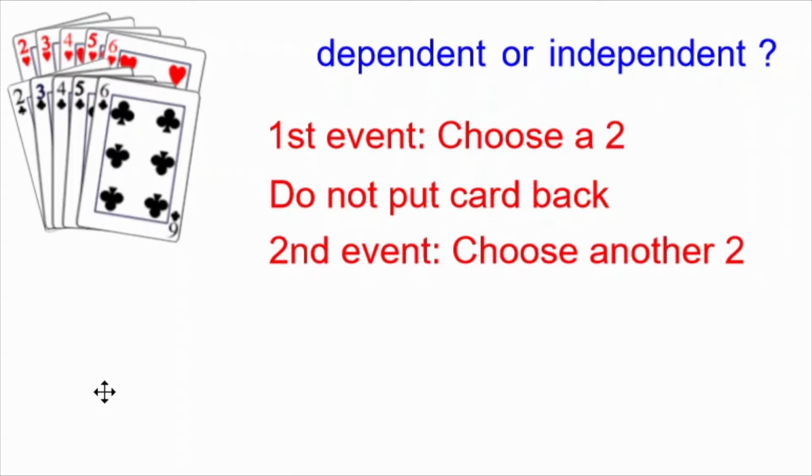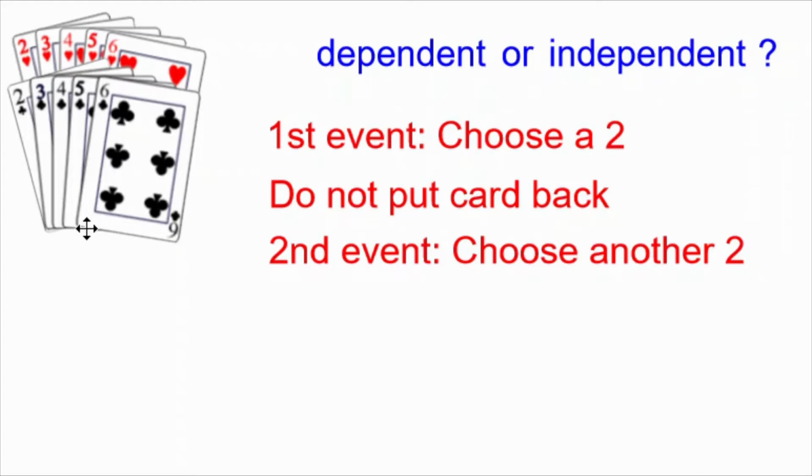In this example, we have 10 cards. We have the 2, the 3, the 4, the 5, the 6 of hearts, and we have the same numbers of clubs. These cards are upside down so that the person choosing them is choosing randomly.